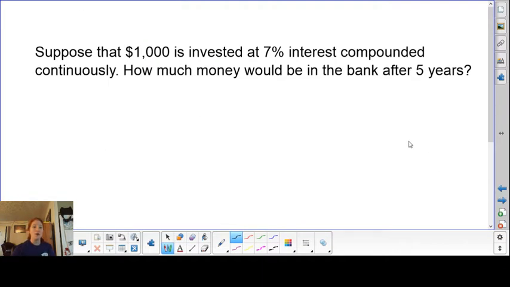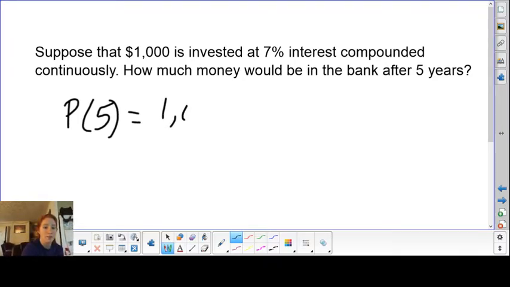Alright, so suppose that $1,000 is invested at 7% interest compounded continuously. How much money would be in the bank after 5 years? So we're finding the amount after 5 years. My initial amount invested is $1,000 times my e to the 0.07, because 7% divided by 100% is 0.07. And we're going to take that times my 5.